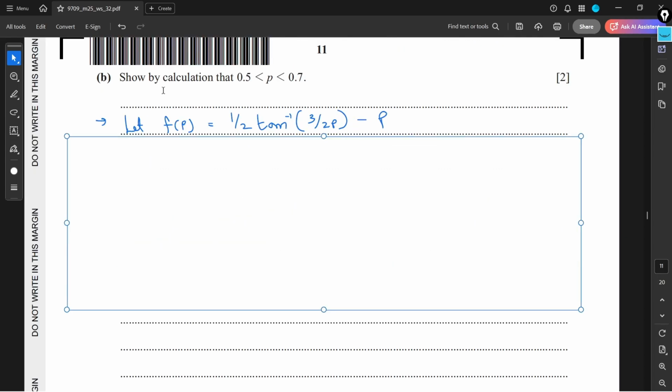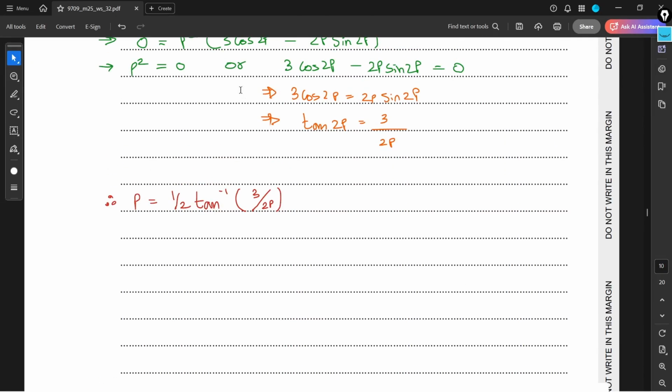Now in the second part, we are asked to show by calculation that the value of p must lie between 0.5 and 0.7. This is a pretty repetitive question that we get from the topic of numerical solutions of a given equation. The first step that we do over here is we either send p to the right hand side or send the entire right hand side to the left hand side and say that it's equal to 0. Whatever we have transferred to one side is a particular function of p. Once we say that, it's going to be in this particular format, f of p is equal to 0, which means that if we are trying to find the value of p when this function is equal to 0, we are trying to find the root.